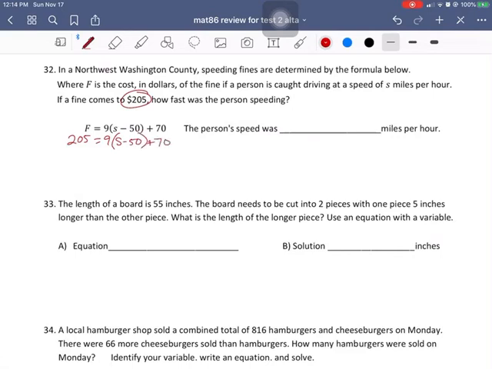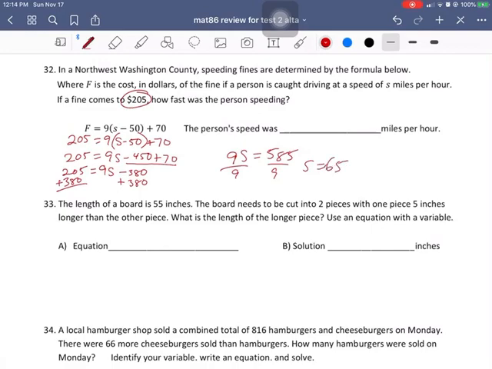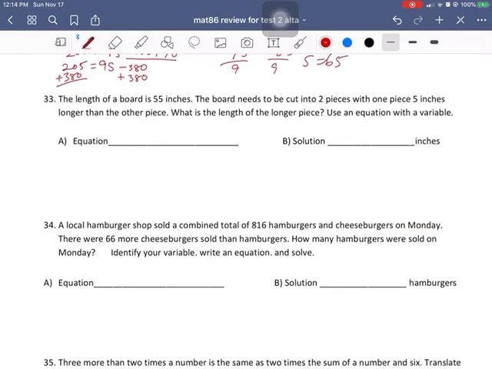So step 1 is substitution. Okay, step 2, distribution. Combine like terms. And then what? Move this to the other side because there's only one variable, so we're moving the number to the other side. So 9s equals what? Add them together, 585, and then divide by 9, and you get s equals 65 miles per hour.